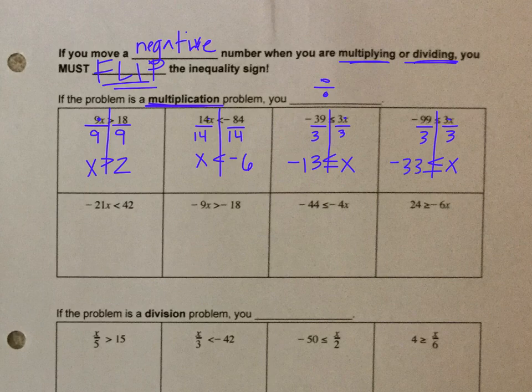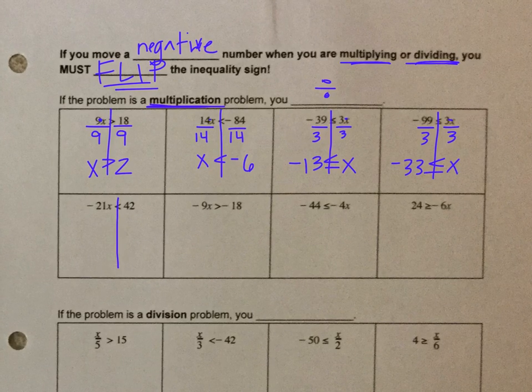Negative 33, less than or equal to 3. All right, these are going to be a tad different. We're still dividing. It's still negative 21 times x. I divide by negative 21 on both sides. I've got my x. The negative 21, 42 divided by negative 21 is negative 2.